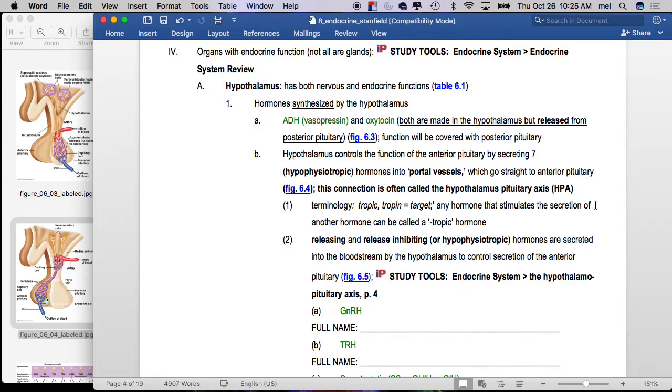You got it? Okay, and I'm going to show you this as we go through, and I'm going to reinforce the pattern and ask you about it as we go through. Just remember, if it's a releasing or an inhibiting hormone, you got to go one step back, okay? So eventually we're going to build these chains.